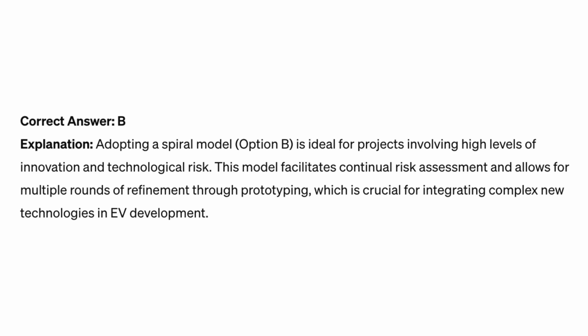Correct answer B. Explanation: adopting a spiral model, option B, is ideal for projects involving high levels of innovation and technological risk. This model facilitates continual risk assessment and allows for multiple rounds of refinement through prototyping, which is crucial for integrating complex new technologies in EV development.